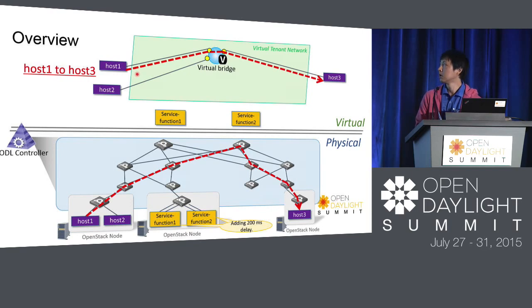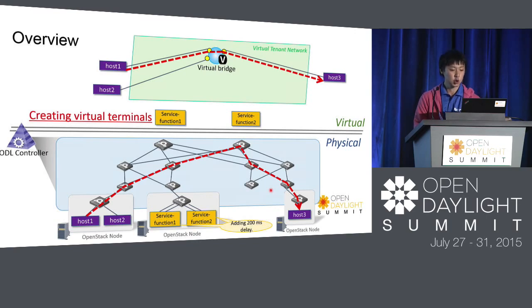Since there is a virtual bridge, packets from host 1 to host 3 are forwarded like this. Receiving this configuration, VTN manager automatically installs flow entries like this, so packets go through these switches.